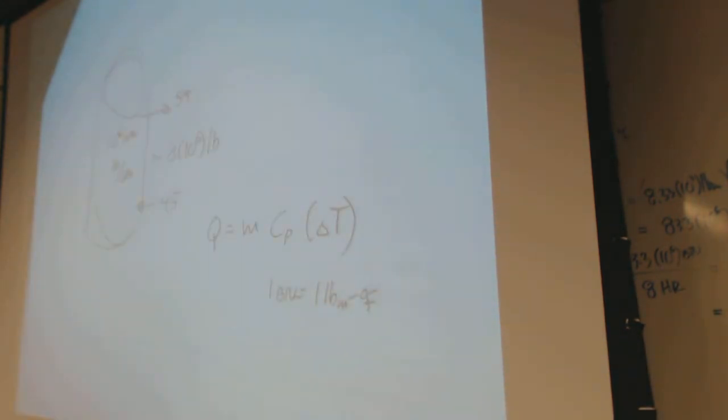And 1 BTU is defined as 1 pound mass degree Fahrenheit for water. That's how they defined a BTU. So you could say C sub P equals, for water, 1 BTU per pound mass degree Fahrenheit.